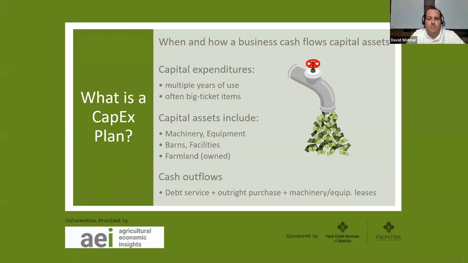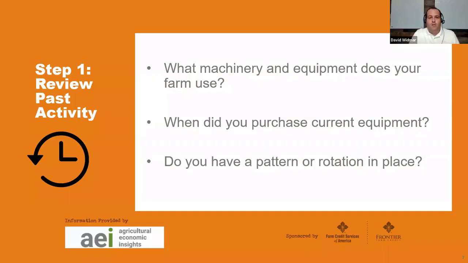And of course, what are some of the machinery or equipment leases that we're on the hook for, that we have obligations for in the upcoming year? So we have 3 steps to help you get started. And the first step here is reviewing past activity. Again, kind of echoing what we talked about before, there's a lot of institutional knowledge. And so part of this is capturing what's happened in the past. And the past can be a really good starting point for making a plan.